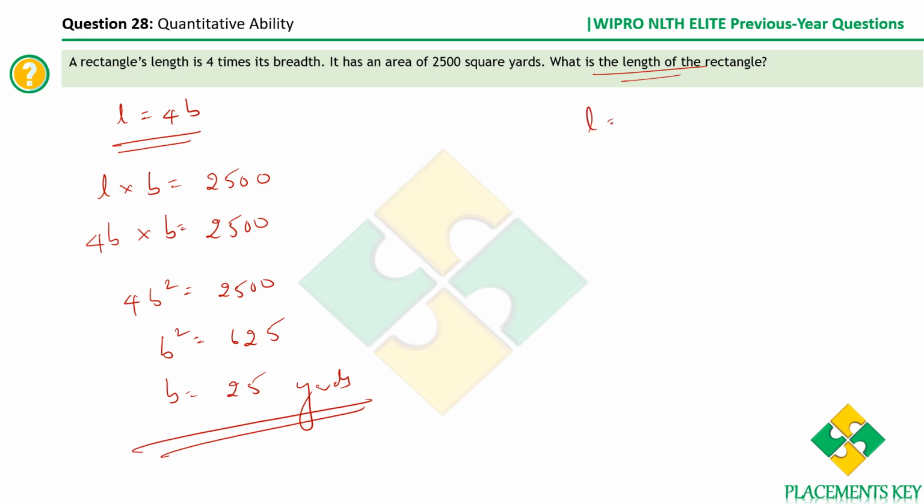So the length of the rectangle is 4 into breadth, that is 25. So length is equal to 100 yards. It's a very simple question, a straightforward question.